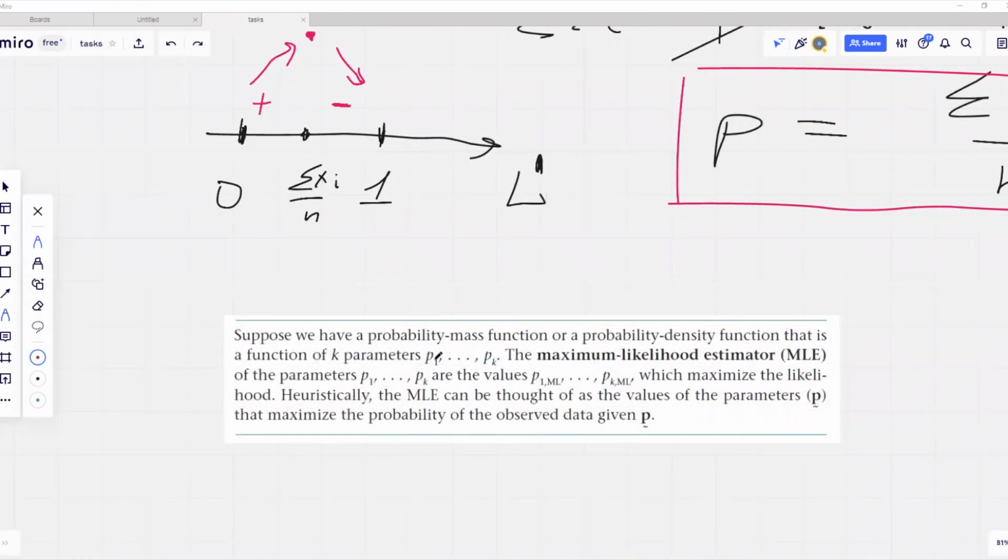So here is a formal definition of the maximum likelihood estimator provided by our book. Suppose we have a probability mass function or probability density function that is a function of k parameters. The maximum likelihood estimator of the parameters p are the values that will maximize the likelihood. So MLE can be thought of as the values of parameters that maximize the probability of observed data given parameters p.